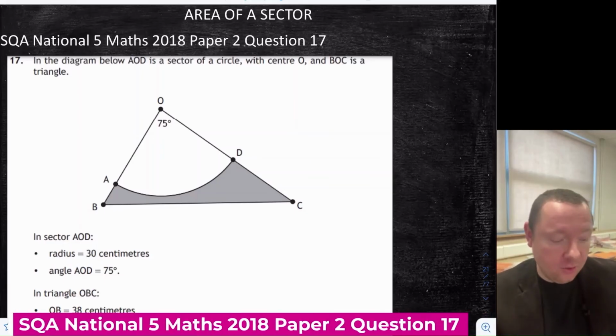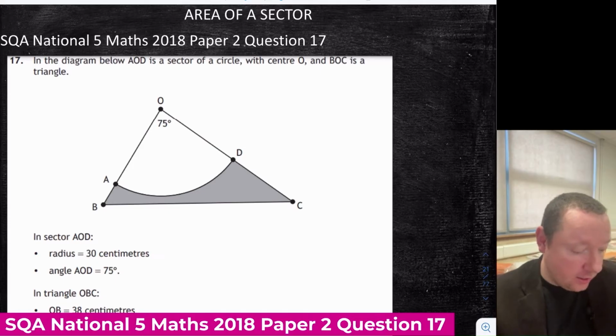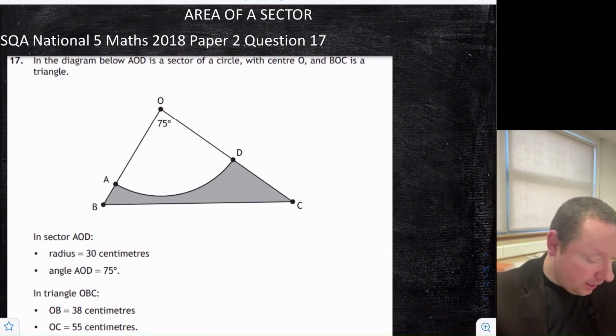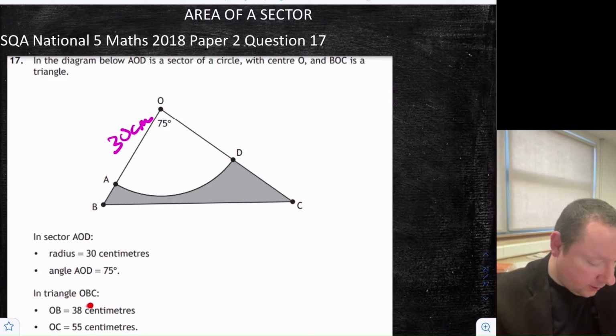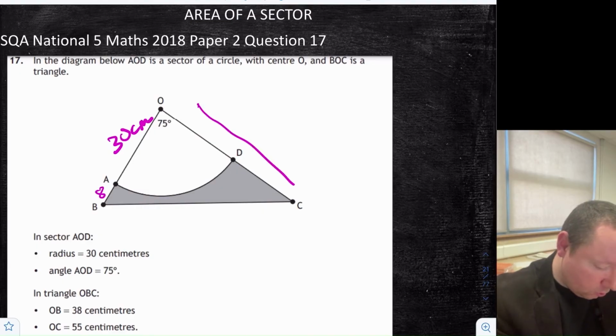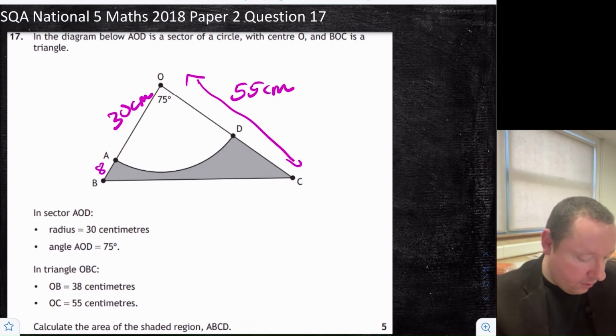And we're done there. SQA National 5 Maths 2018, Paper 2, Question 17 says, in the diagram below, AOD is a sector of a circle with centre O, and BOC is a triangle. In the sector AOD, the radius is 30 centimetres and the angle is 75 degrees. So we've got AOD. We know that this bit here is 30 centimetres. And it also says in the triangle OBC, O to B is 38, so this whole bit's 38. So we know that we could put a wee 8 here, I suppose. And we know that O to C is 55. So we can draw that in there and say that that's 55 centimetres. What is it asking us? Well, it's asking us to calculate the area of a shaded region.